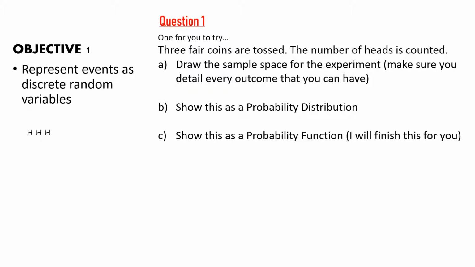If you've given it a go, you'd see you can have a head, a head, and a head. If you toss 3 coins, you could have a head, a head, and a tail. You could have a head, a tail, and a head. You could have a head, a tail, and a tail. You could have a tail, a head, and a head. You could have a tail, a head, and a tail. You could have a tail, a tail, and a head. And you could have a tail, a tail, and a tail. Those are all the possibilities that we can have, and that is our sample space.